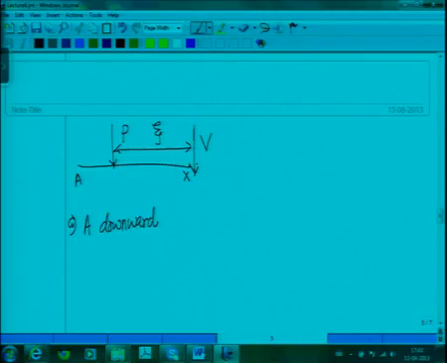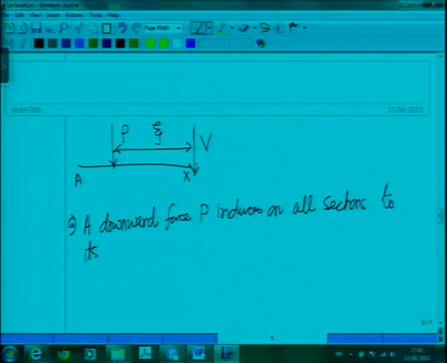So this is just talking about P. Reaction at A, I will come to it. So a downward force P induces on all sections to its right a shear force V is equal to minus P. Okay. So this is the role of P.